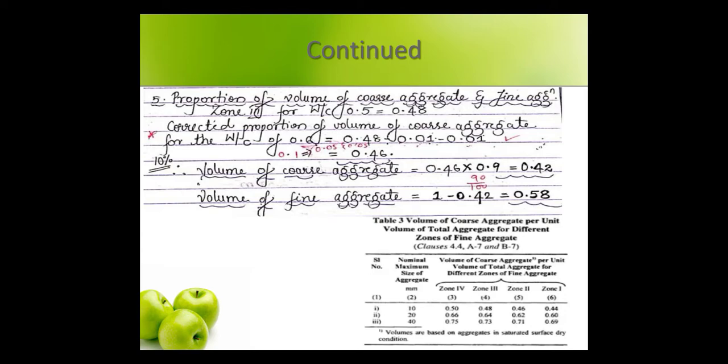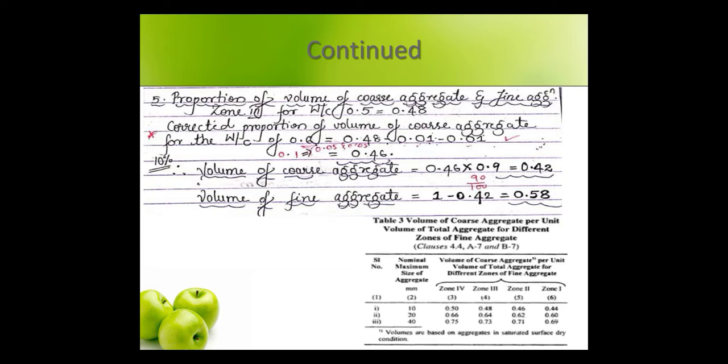As in our problem, the sand belongs to third zone. Table number 3 according to IS 10262:2009 is for a water cement ratio of 0.5, whatever the zones and aggregate given. If it is other than 0.5, then you need to add some percentage or minus some percentage. So that we will be seeing here.